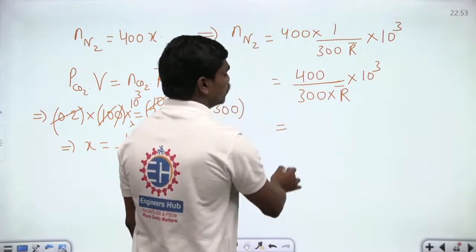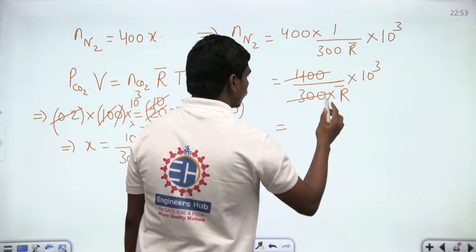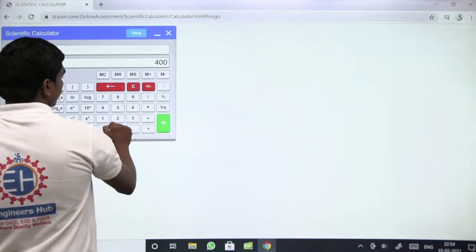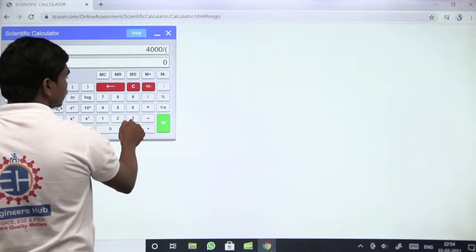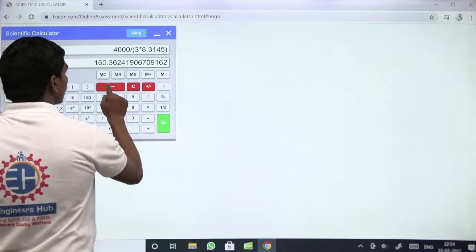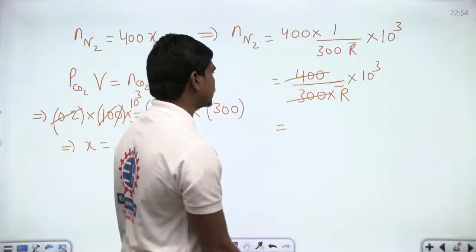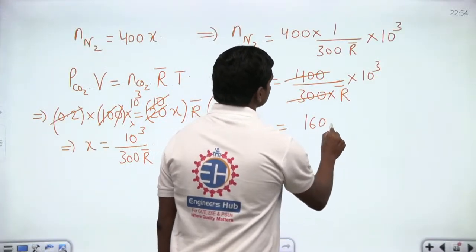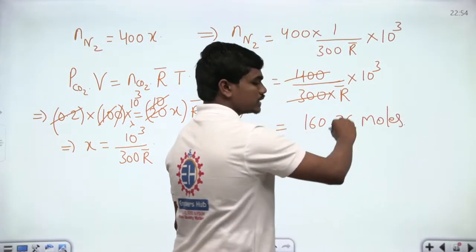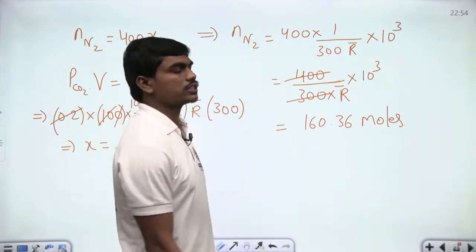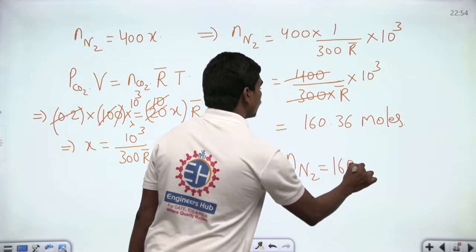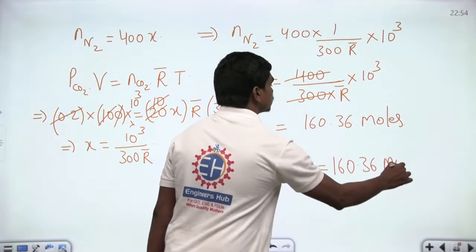So let us calculate this value. This is 4 by 3, and 4000 by 3 R bar. So 4000 divided by 3 into R bar, which is 8.3145. Let us do this. So 160.36 moles of nitrogen is injected into the system. So the total number of moles that got transferred into the system is 160.36 moles.